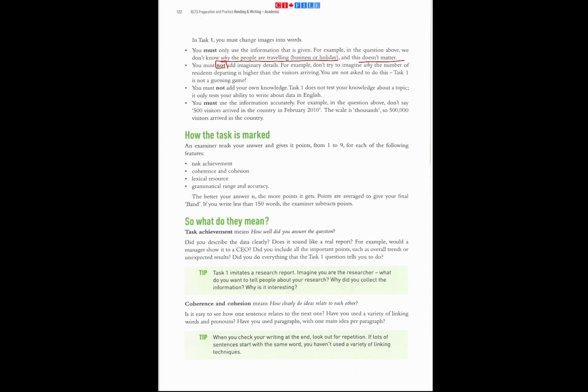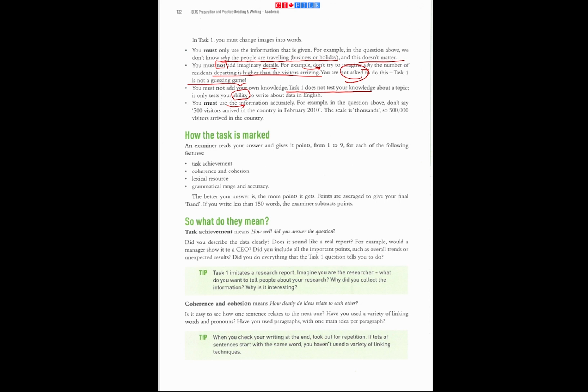You must not add imaginary details. For example, do not try to imagine why the number of residents departing is higher than the visitors arriving. You're not asked to do this. Task 1 is not a guessing game. You must not add your own knowledge. Task 1 does not test your knowledge about a topic, it only tests your ability to write about data in English.